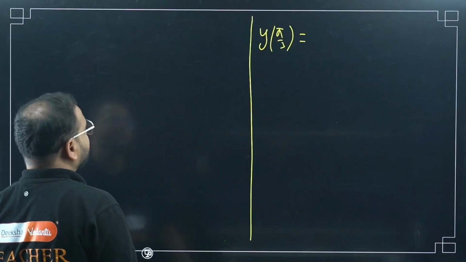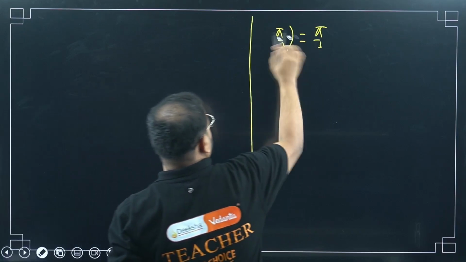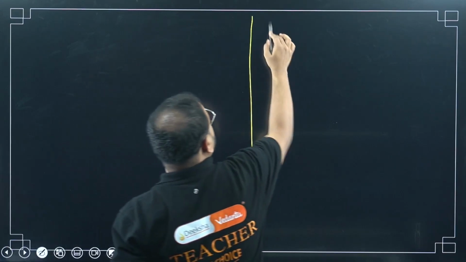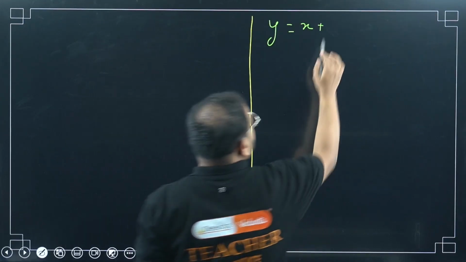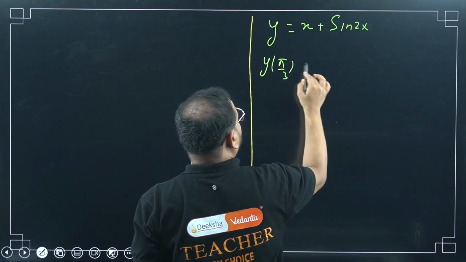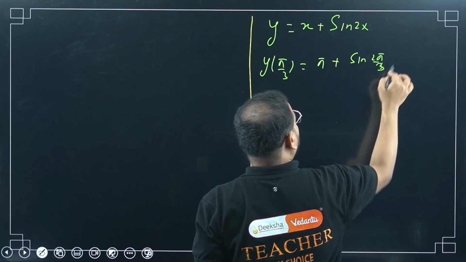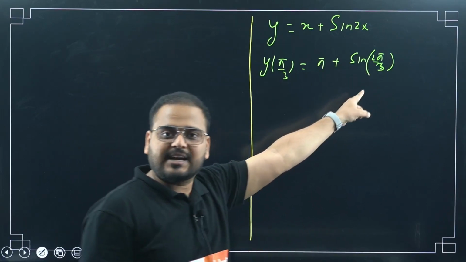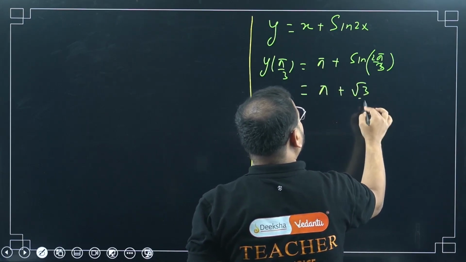So it'll be what? Tell me here. So pi by 3 will come as it is. If you want, I can write the function once. I can write a heading as the function only. What is the function? Function is y equals x plus sine 2x. So what is my y at pi by 3? Tell me. So pi by 3 plus sine 2 pi by 3. Yes or no? Where is this angle? Second quadrant. Second quadrant, what is this value going to be? Pi by 3 plus simply root 3 by 2.